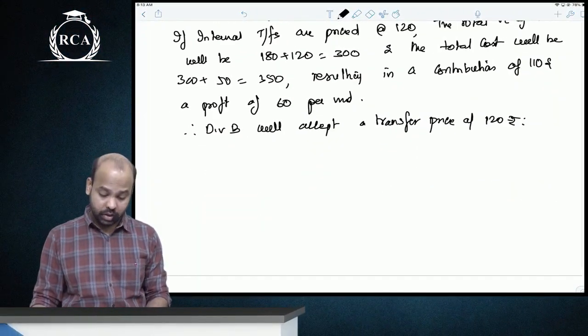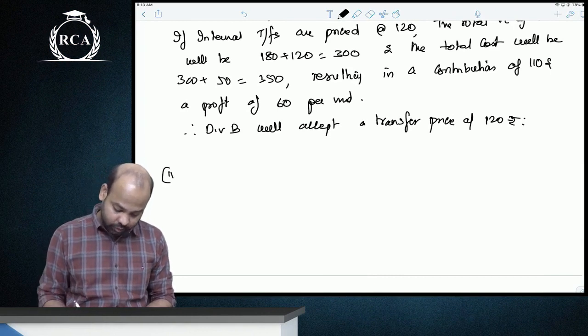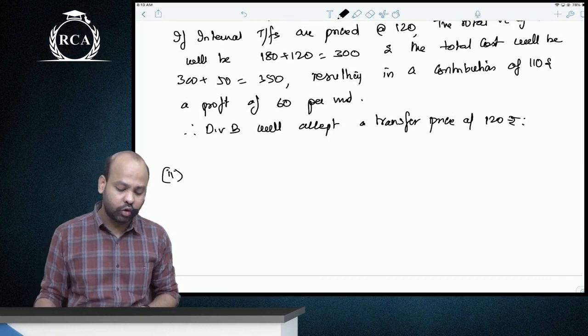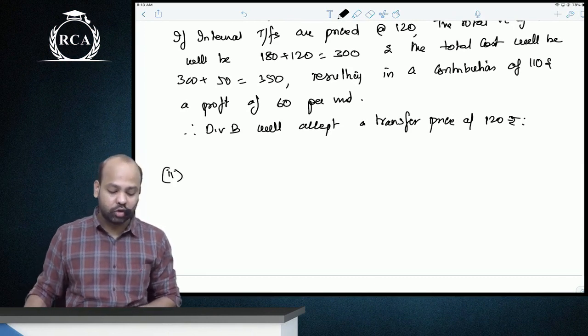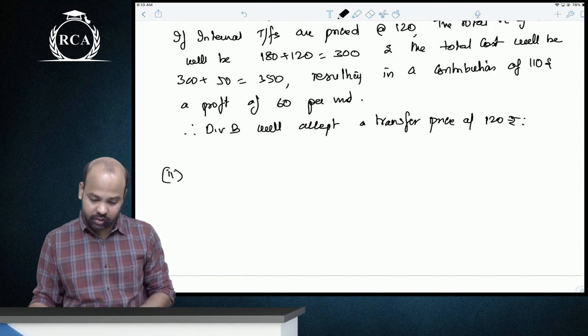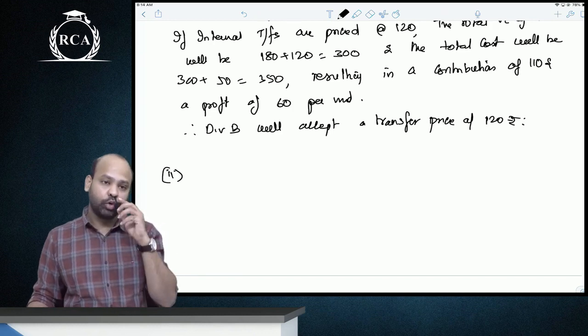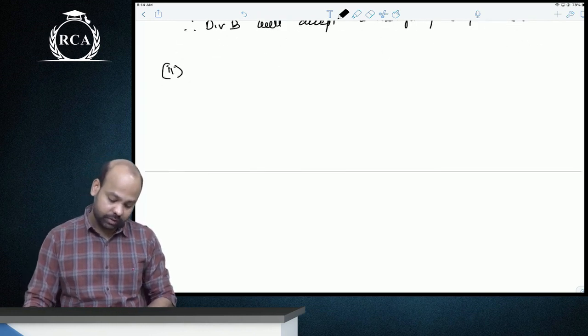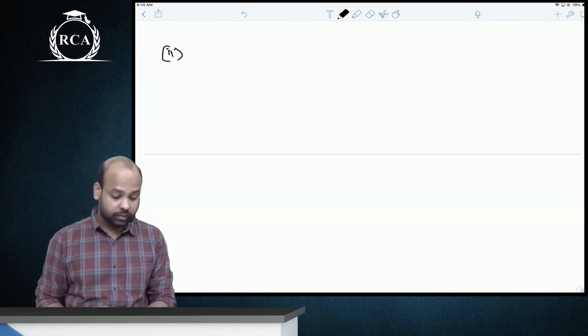Now, the second bit. Let us look at the second bit. It says, analyze if it would be beneficial to the company as a whole for division A to supply the lenses to division B at 120 rupees per lens. Analyze from the viewpoint of the company if it is beneficial. First, look at this.